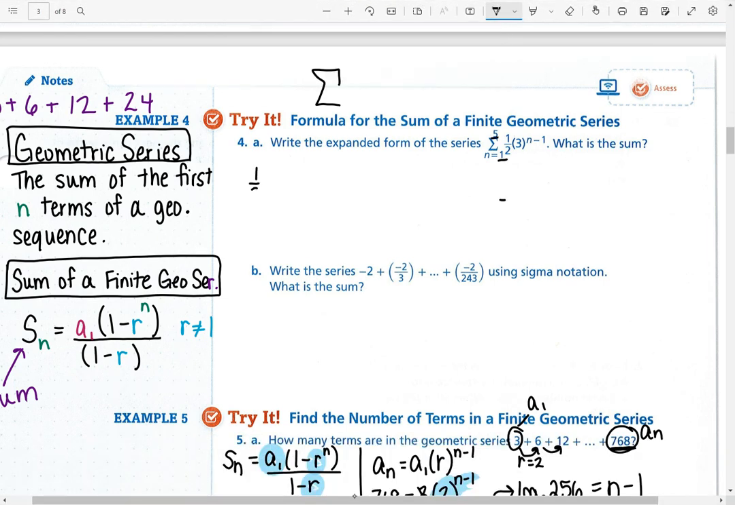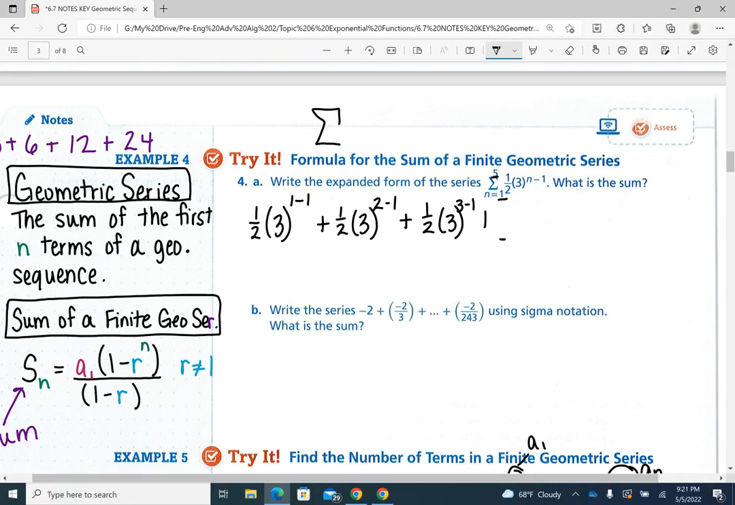So this would look like 1/2 times 3. I'm going to start at 1, so I put 1 up here, minus 1. Plus, I'm going to take that formula again, 1/2 times 3, and then I go up to the next integer, 2 minus 1. Plus 1/2 times 3 to the 3 minus 1. Plus, my watch is getting in the way.